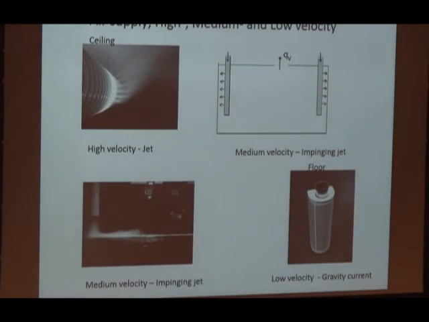And these are examples of supply devices used in systems. You have high velocity at ceiling level. Then you can supply medium velocity impinging jet. That's another example of an impinging jet. And then at floor level, you need to have low velocities. One example is displacement ventilation, low supply velocity, and the kind of flow is called a gravity current. So these are only some examples of what we use in practice.